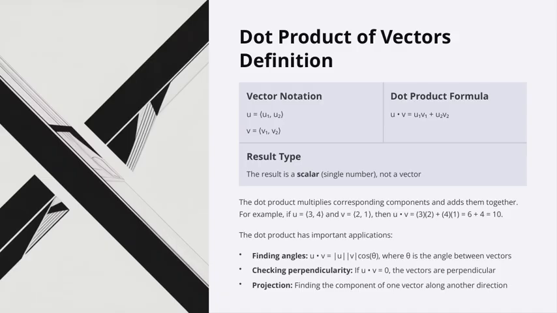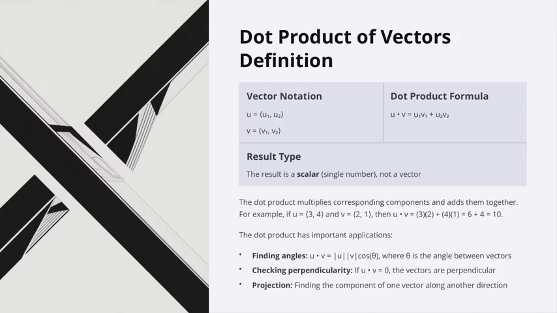For example, if u equals (3, 4) and v equals (2, 1), then the dot product is 3 times 2 plus 4 times 1, which equals 6 plus 4, giving us 10. The dot product is a very useful tool because it helps us find angles between vectors, using the formula u·v equals |u||v| cos theta, where theta is the angle between the vectors. It also allows us to check if two vectors are perpendicular. If their dot product is 0, then they are orthogonal. Additionally, it helps us find the projection of one vector along another, which is useful in many applications.